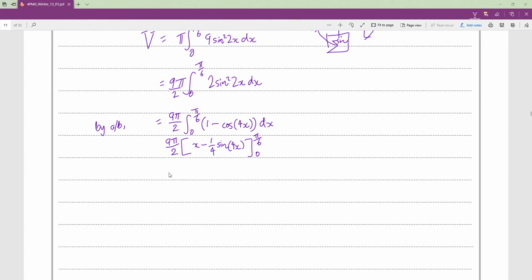Now what do we do? This is 9 pi over 2 of, firstly, let's evaluate it when it's pi over 6. So pi over 6 minus 1 over 4. What's sine 4 times pi over 6? This is 2 pi over 3. Let's check our unit circle again. We're going 2/3 of the way from 0 to pi, and there's about 30 degrees here. So root 3 over 2 is the sine value for 2 pi over 3.